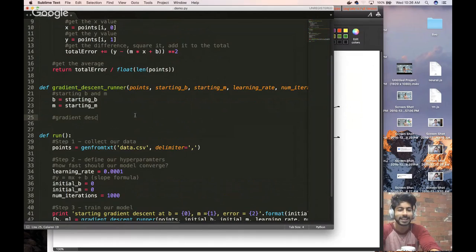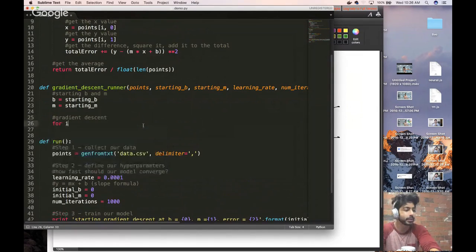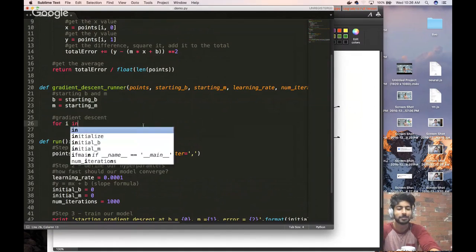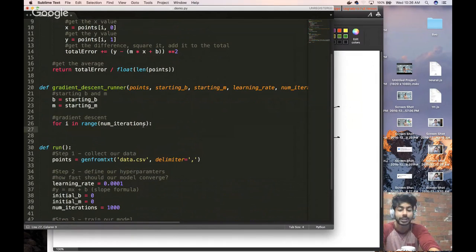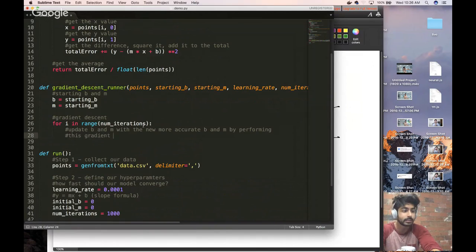What is gradient descent? I cannot wait to explain gradient descent, guys. I found a perfect analogy for it. I'm really excited. But before I explain that, let's just perform the iterations, because the actual math is going in this third and last function that I'm about to write. For every single iteration that we define, we're going to perform what's called gradient descent. So we're going to update B and M with the new, more accurate B and M by performing this gradient step.